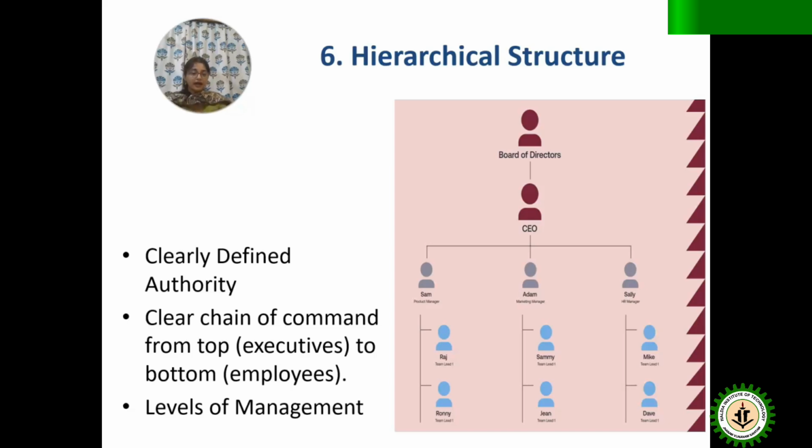So here, the hierarchy means the position which is structured according to the roles they play and according to the importance of the certain position. Now, on the top is the board of directors, then the CEO, and then the different managers, the product manager, marketing manager, and so on. Now, here in hierarchical structure, the authority is clearly defined and there is a clear chain of command from the executives to the bottom employees.